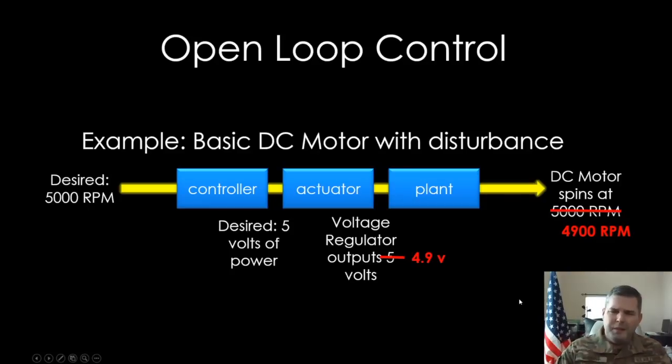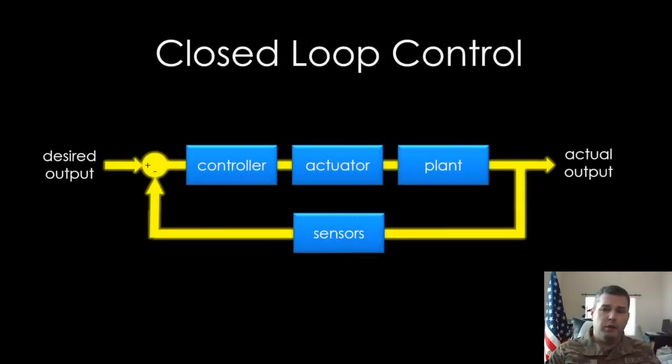Sometimes it's okay and we don't really care about being perfect, in which case this might be perfectly fine. But if we actually needed that 5,000 RPMs output, we need to find a way to reject that disturbance. One of the ways we do that is with closed loop control. Closed loop control looks mostly like the open loop controller. You have your desired output, your controller, your actuator, your plant, and your actual output. But now we're taking that actual output, measuring it, and comparing it to our desired output.